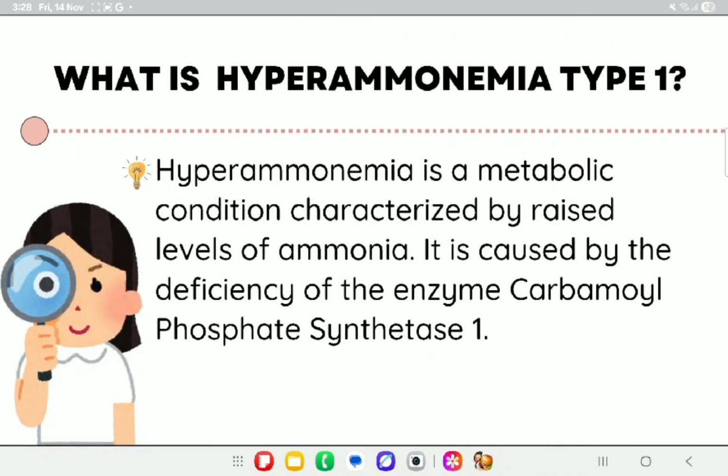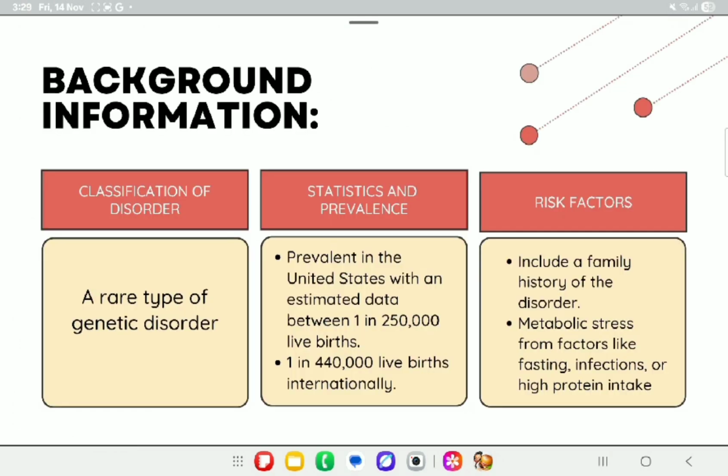So what is hyperammonemia type 1? Hyperammonemia type 1 is a metabolic condition characterized by raised levels of ammonia. It is caused by the deficiency of the enzyme carbamoyl phosphate synthetase 1. The classification of this disorder is a rare type of genetic disorder. It is prevalent in the United States with an estimated rate of 1 in 250,000 live births, and 1 in 440,000 live births internationally. Risk factors may include a family history of the disorder, and metabolic stress from factors like fasting, infections, or high protein intake.